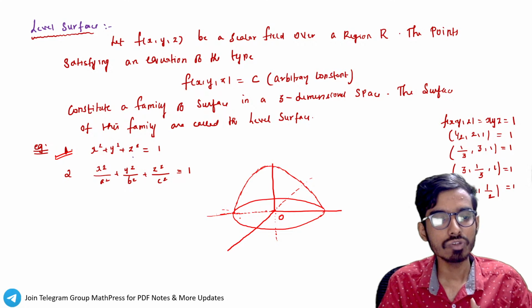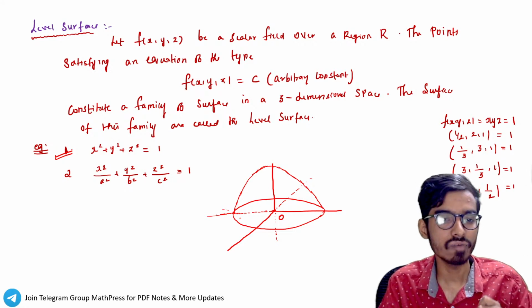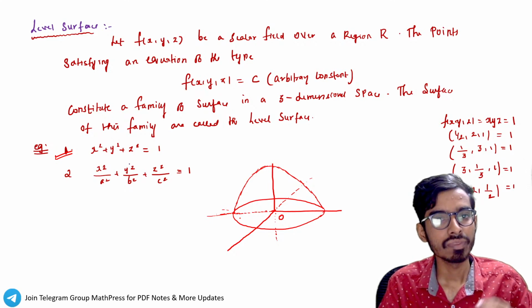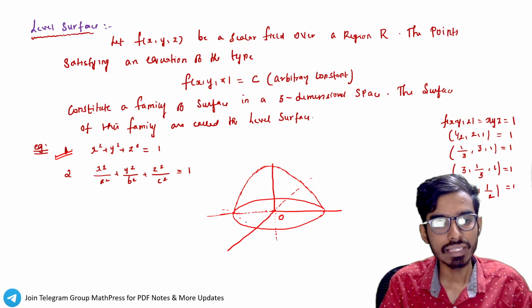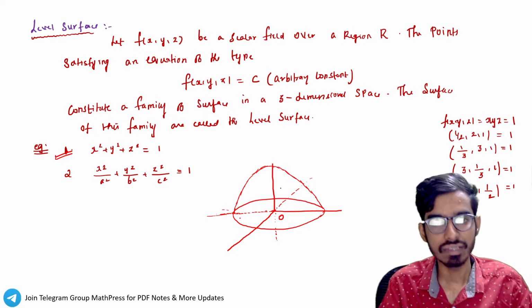You collect all those points that satisfy this equation. For example, (0, 0, 1) will satisfy, (1, 0, 0) will satisfy, (0, 1, 0) will satisfy. So there are infinitely many points that will satisfy. All these points form a surface that is called a level surface, right?